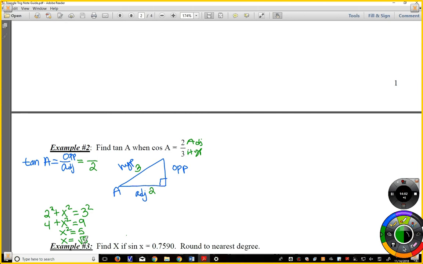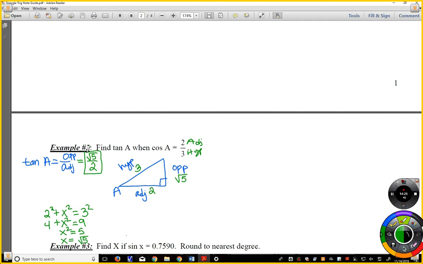X is technically equal to plus or minus root 5 in this equation, but the equation's about a triangle, so positive root 5. So root 5 is the value for the opposite side, and so that will also be what I need to use in my ratio here. So the tangent ratio would work out to be root 5 over 2.